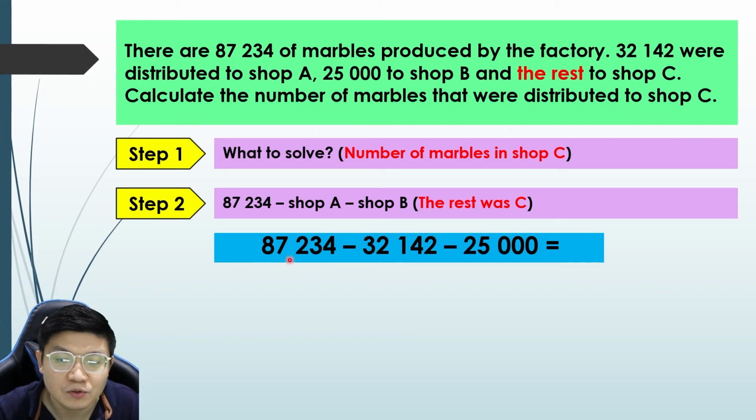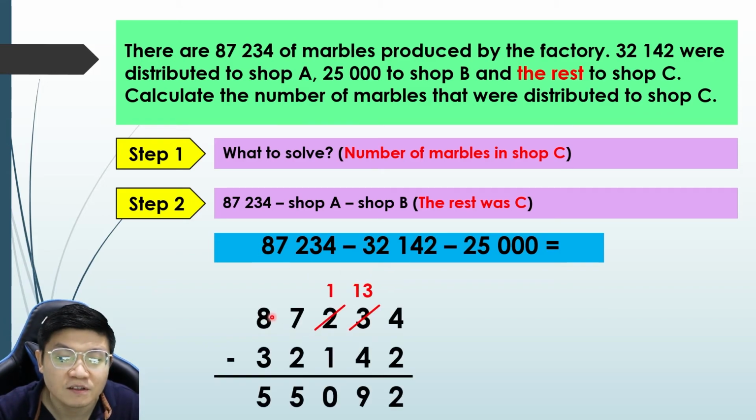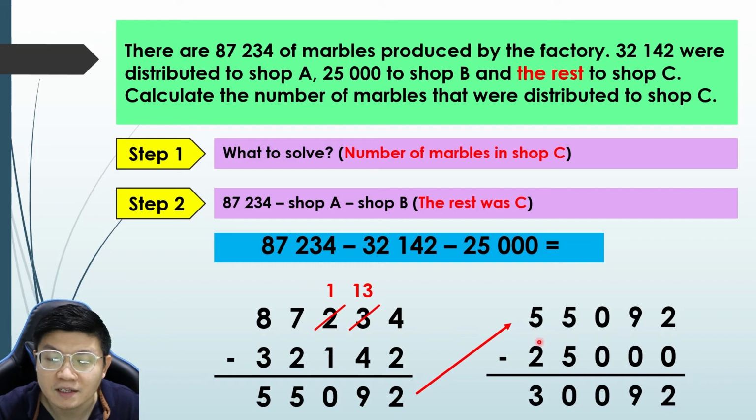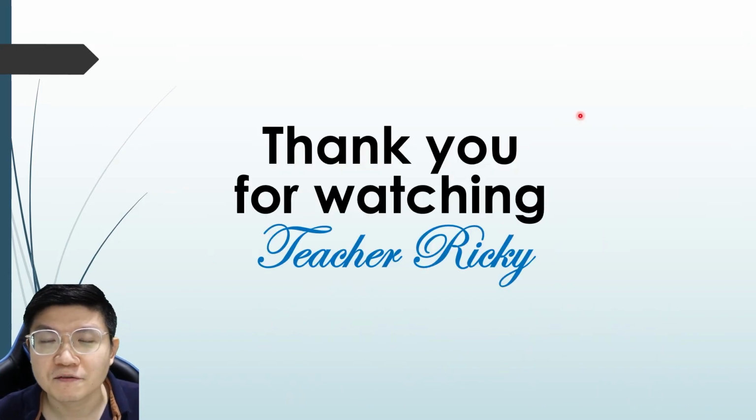I'm taking these two minus first. So 87,234 minus 32,142. And if you follow the steps correctly, you should get this answer. And you bring it forward again, you minus 25,000. And finally, you get 30,092.